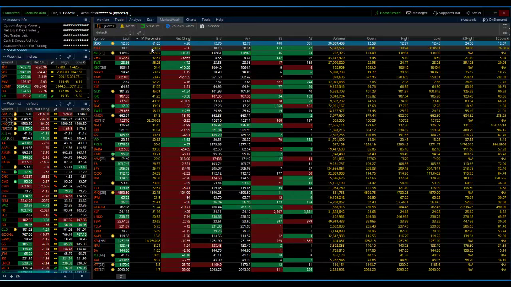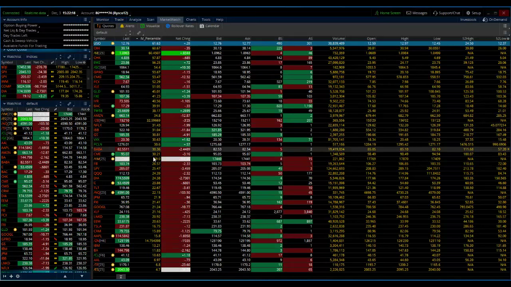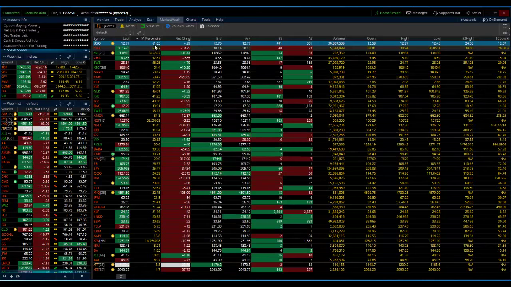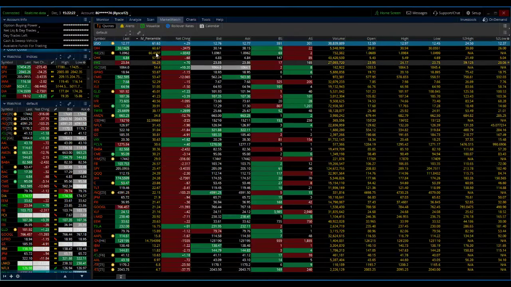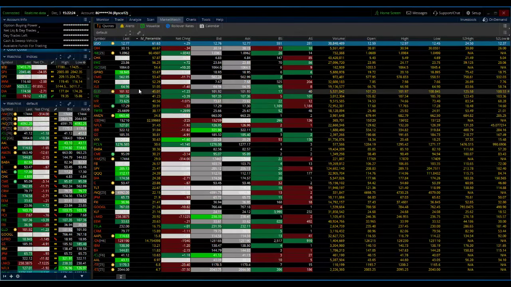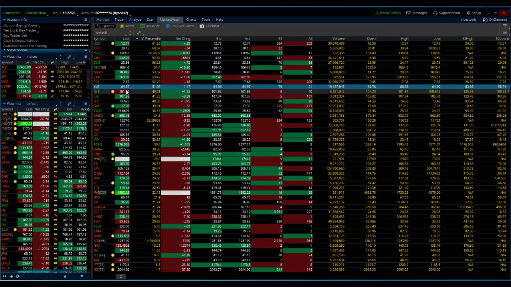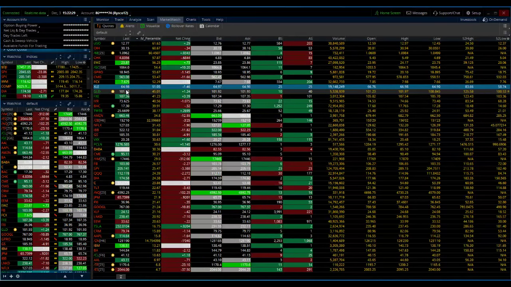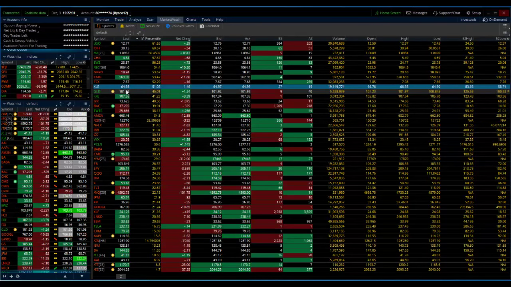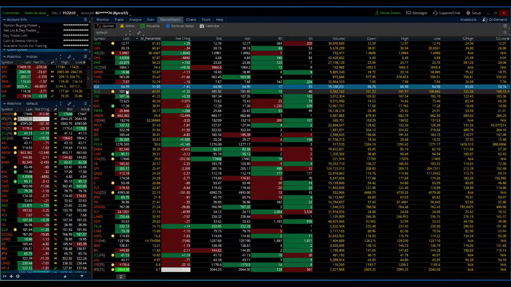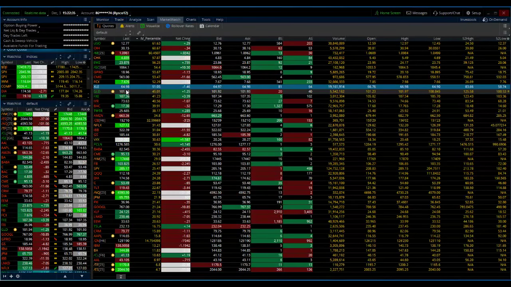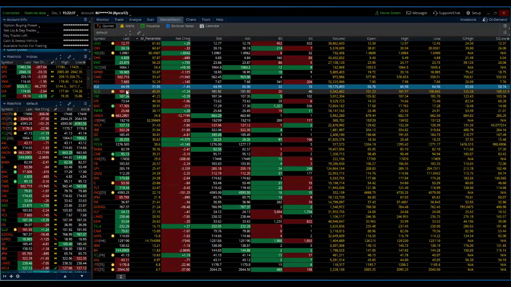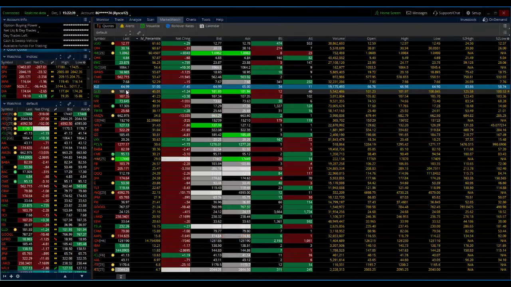So I've already loaded up all the names on my list, and I've sorted them by high implied volatility. So you can see it goes from high to low. What I do is I draw the line in the sand at the 50 level. Anything that has an implied volatility percentile above 50, it's telling me that the volatility is slightly elevated. That means anything above 50, I can go in and look to sell premium on.